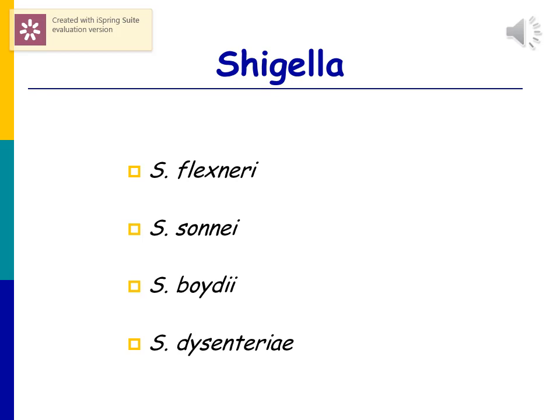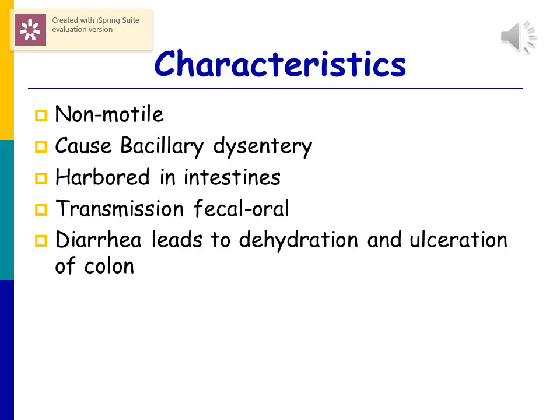Our next organism, Shigella, and we have 4 main species: Flexneri, Sonnei, Boydii, and Dysenteriae. Shigella is non-motile, so that's one of its distinguishing characteristics, because many of our Enterobacteriaceae members are motile. Shigella causes the disease bacillary dysentery. It stays in the intestines. The transmission is fecal-oral, and diarrhea is very severe, can lead to dehydration as well as ulceration of the colon.